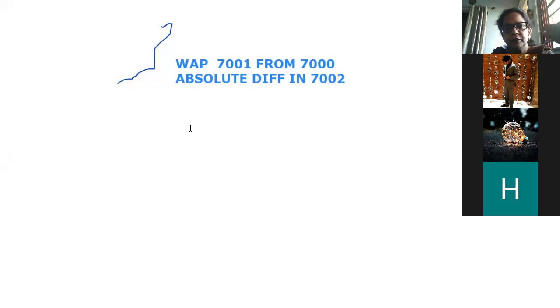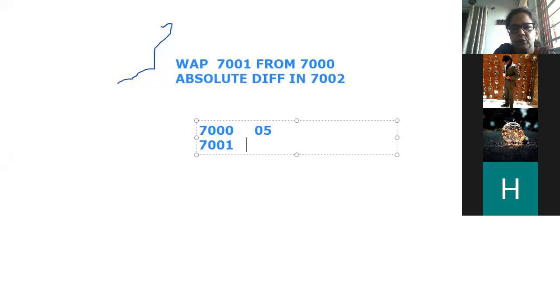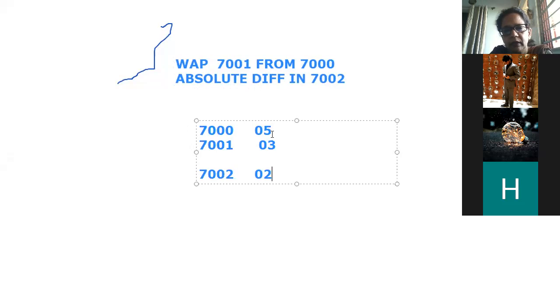What is the meaning of this? For example, if I have 05 in 7000, correct? And in 7001 I have 03. Then the answer in 7002 must be 02. That is okay, you will be able to do it. But if it is 3 and if it is 5, then 3 minus 5 also it should store 02. That is the question.